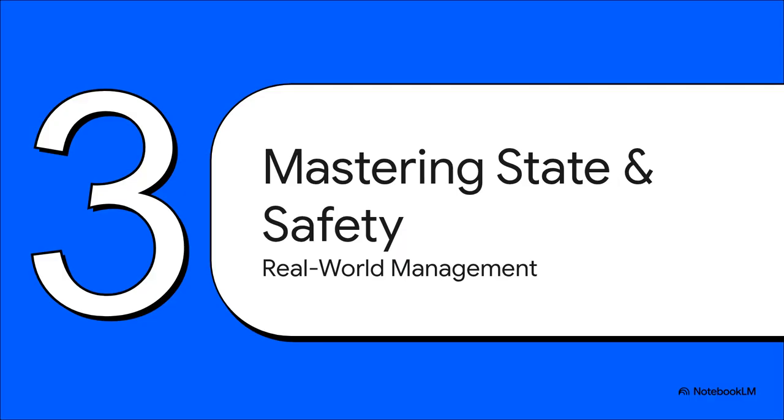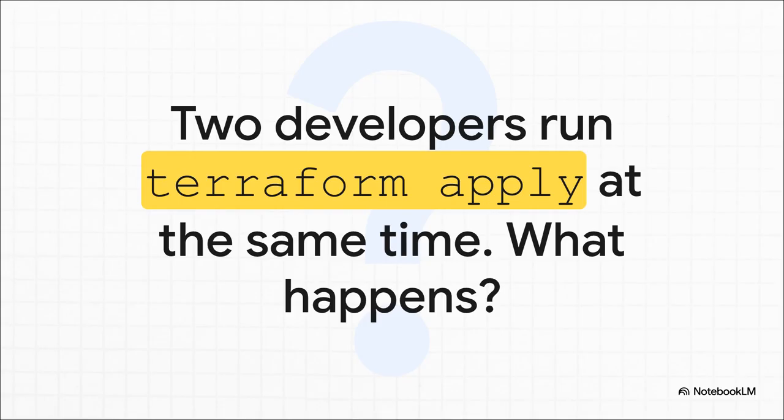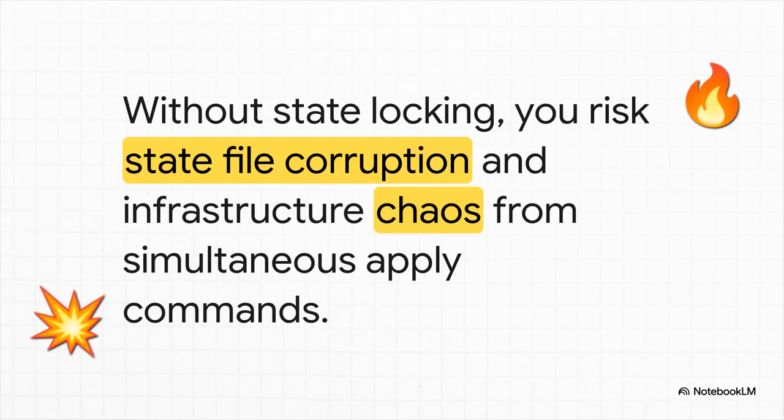All right, our final section. And honestly, this might be the most critical part of using Terraform in the real world, especially when you're on a team. We're talking about managing the state file and ensuring everything is safe. Let's paint a picture. You and your coworker are working on the same infrastructure. You both pull the latest code, and you both run terraform apply at almost the exact same second. What happens? What happens to your infrastructure? The short answer? Chaos. Absolute chaos.